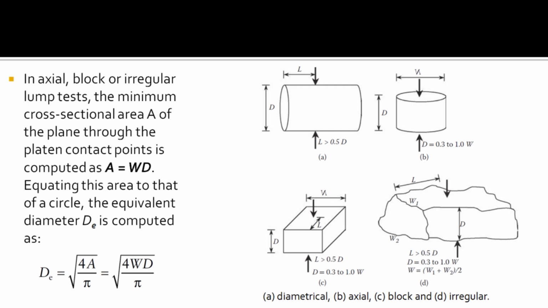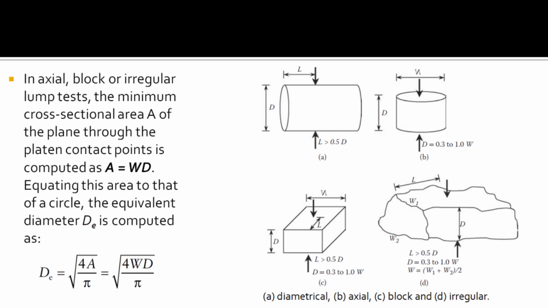For cuboidal samples, we need to know the distance between the loading plates at failure and its width. If it has different widths, we measure the mean of the two widths. So, the area for the sample would be W, that is width, multiplied by D, that is the distance between the loading plates. Using the formula pi r squared equals area, and computing it for diameter, we can get the equivalent diameter.